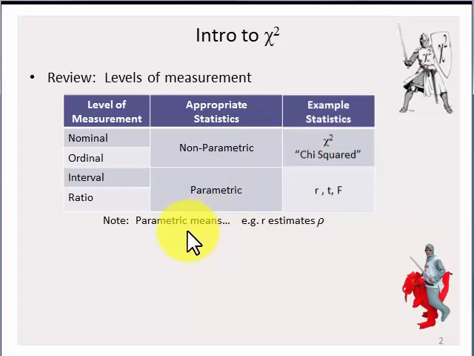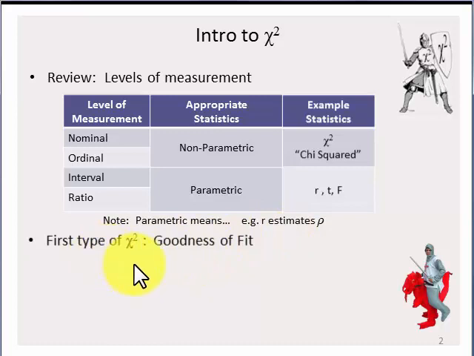So what does parametric mean? Parametric is to be understood in terms of a parameter. You're trying to estimate a parameter with parametric statistics. So R, for example, is trying to estimate rho. When you're dealing with non-parametric statistics, that's not the case. So there's not a distribution in the population you're trying to represent with chi-squared. It doesn't work that way.